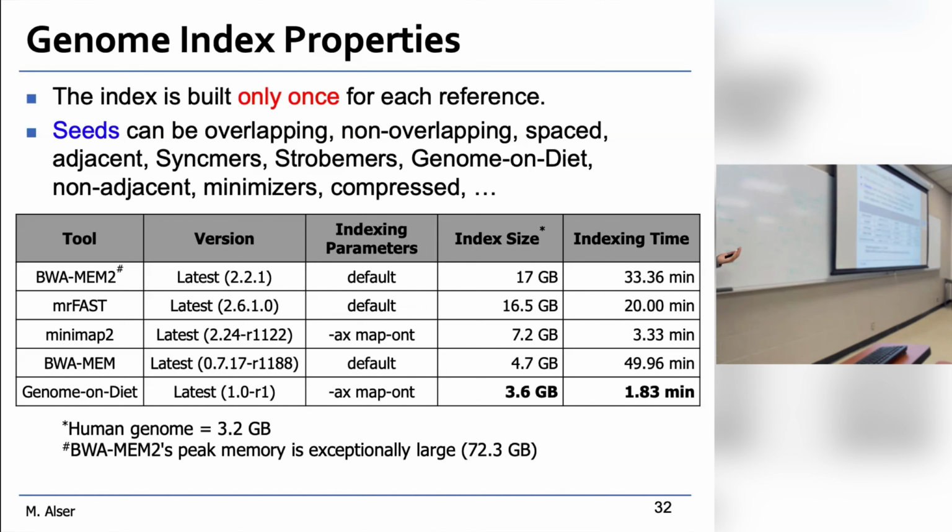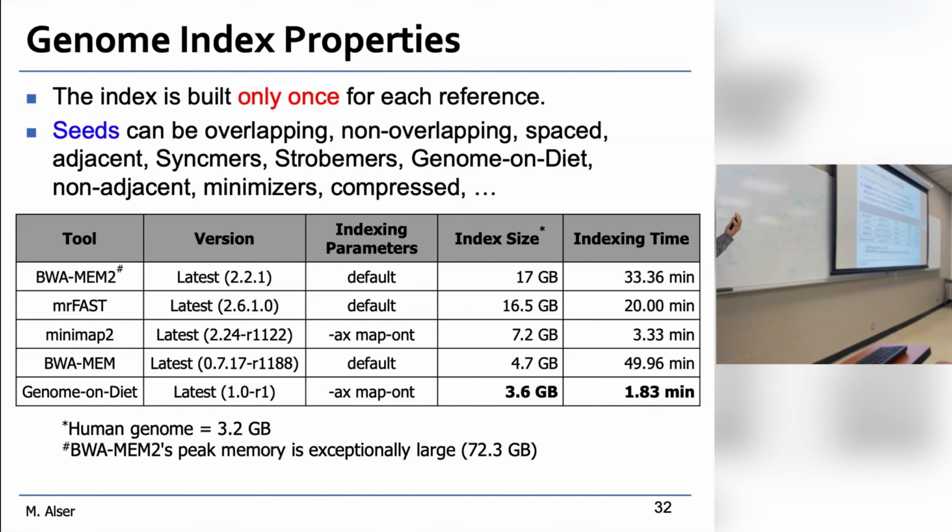So if I ask you a question, so far, out of these methods, what is the method that produces the least number of seeds? Non-adjacent seeds, okay? That's one of the mechanisms that we could use to extract the minimum number of seeds, so far.